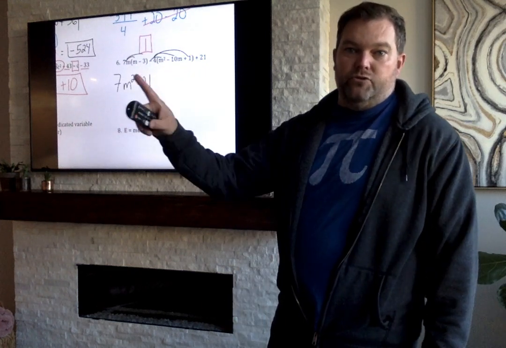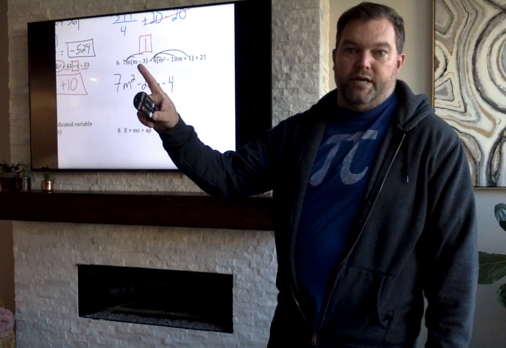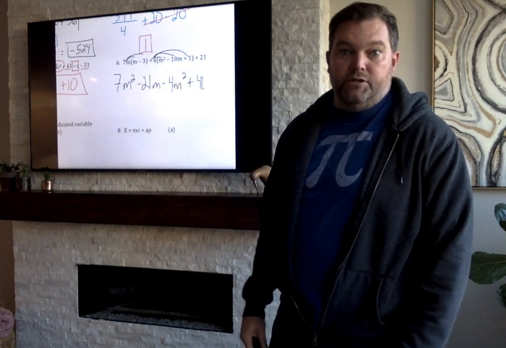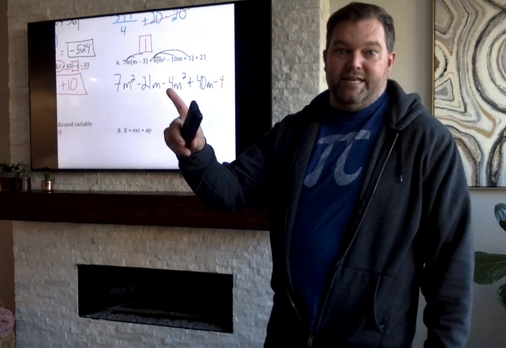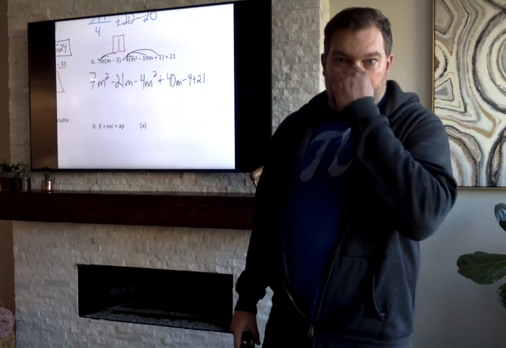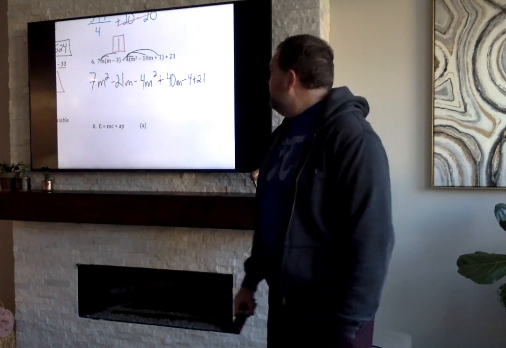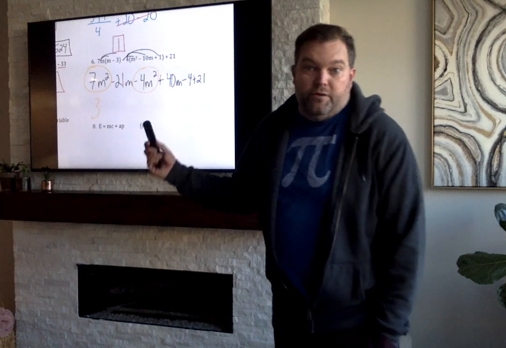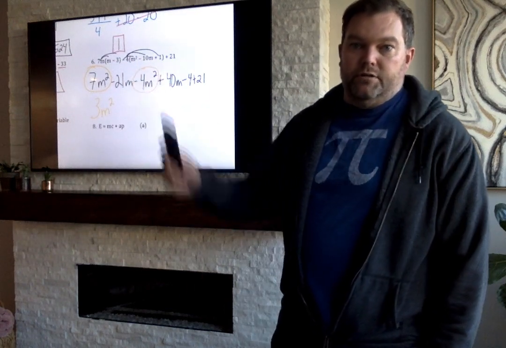And notice when you distribute 7m to another m, that makes 7m squared. And you can see I kind of went quickly through the rest of that. Make sure you distribute a negative sign to both of those parts. And there at the end, you can see that I've written the rest.